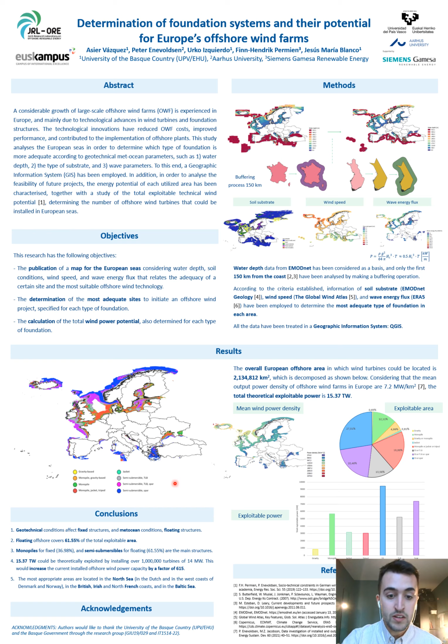As can be seen, in some places only one type of structure is possible, but in other cases more than one is possible. The overall area, which exceeds 2 million square kilometers, is decomposed according to those structures, as can be seen here in the figures on the right. Moreover, the theoretically exploitable power, which is 15.37 terawatts, has also been decomposed according to the different types of structures.